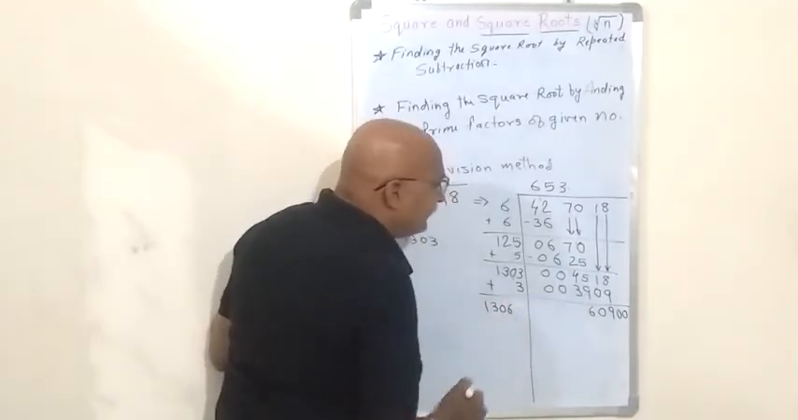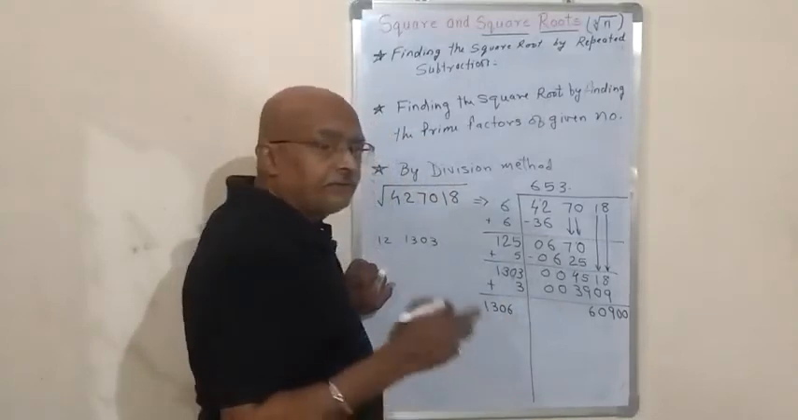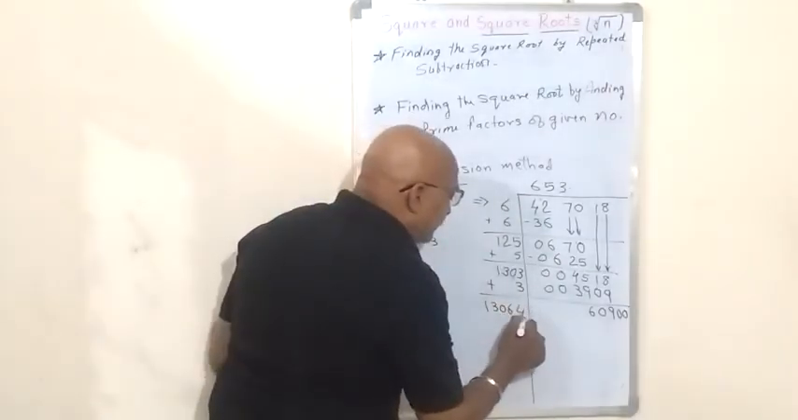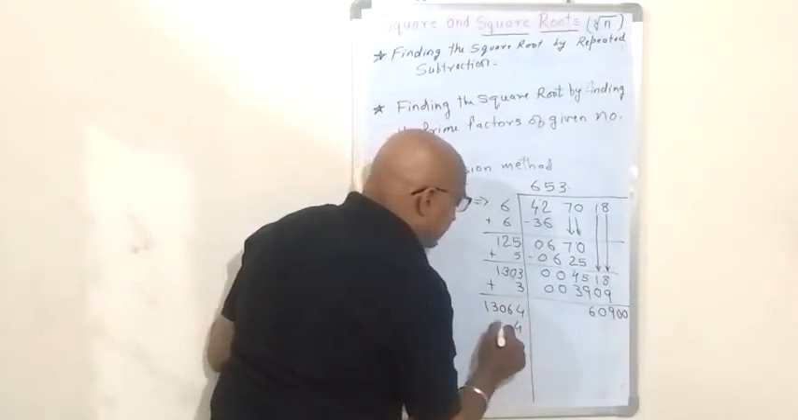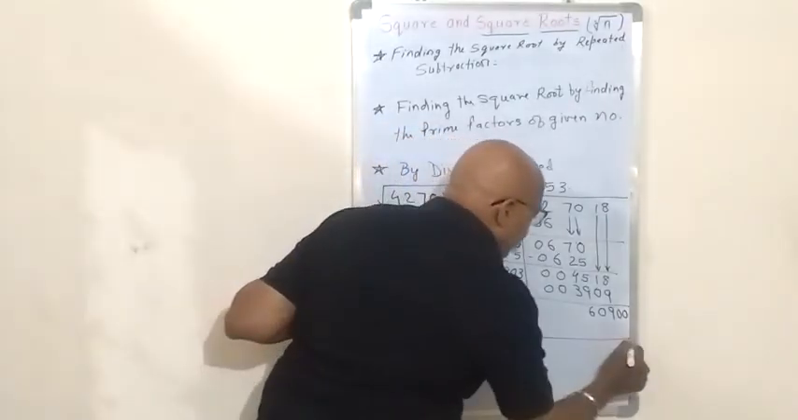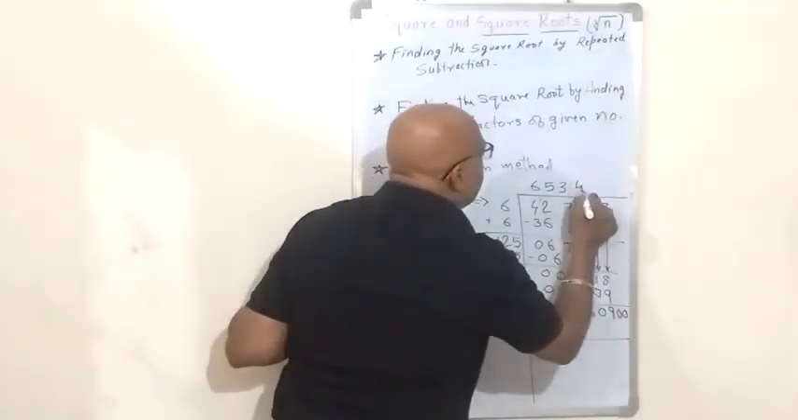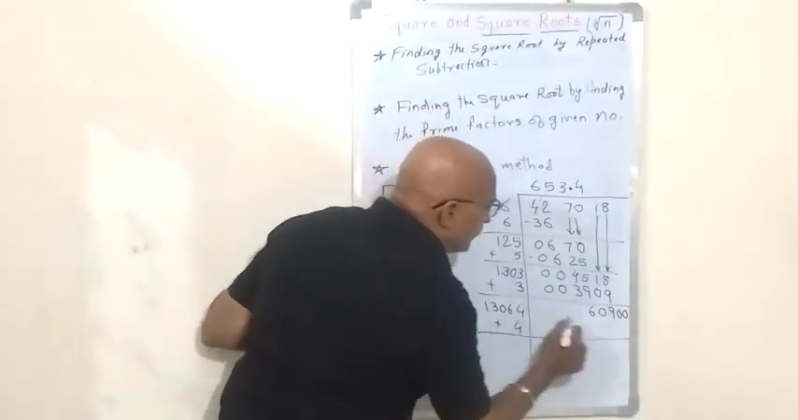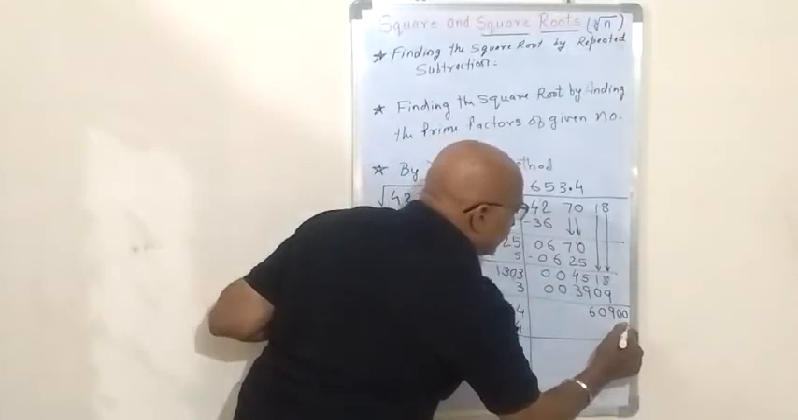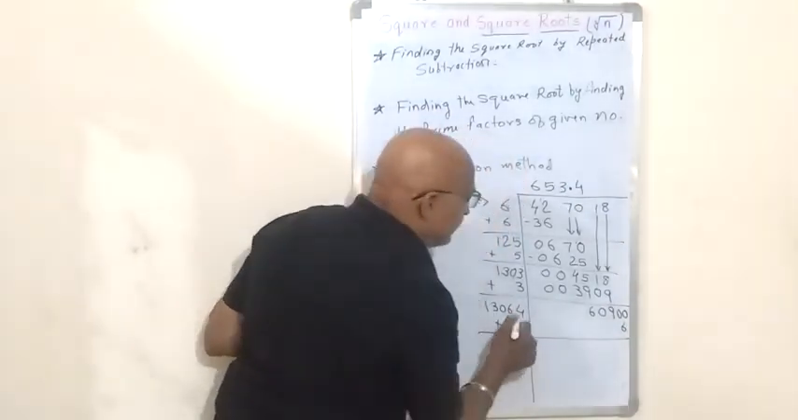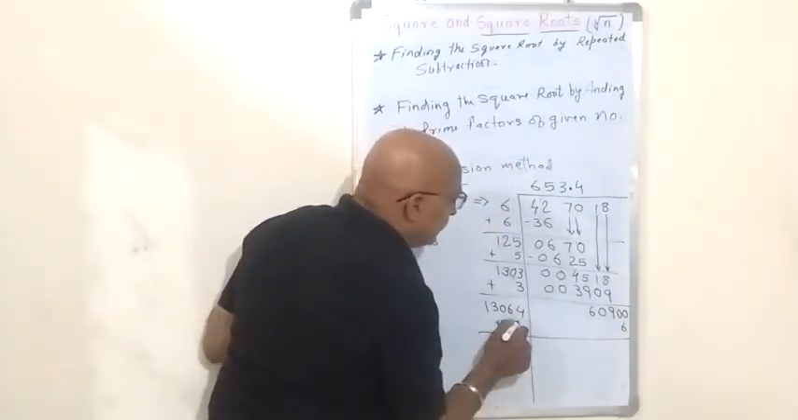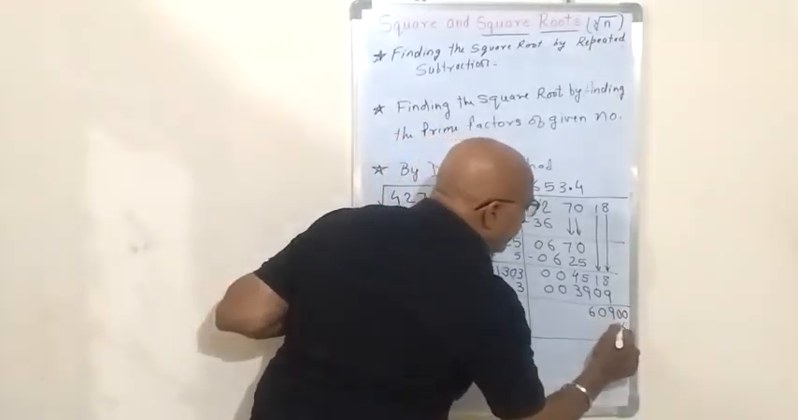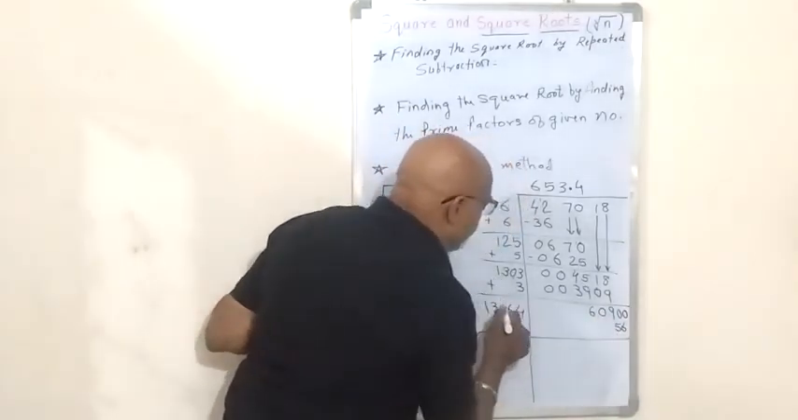13 5s are 65. Not of use. So 13 4s will be good. Again 4 here in addition and 4 here. See, this is the decimal here. So 4 4s are 16, 6, carry over 1. 4 6s are 24 and 1 is 25, carry over 2.